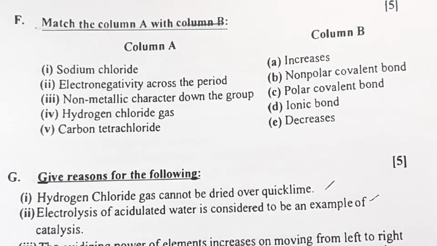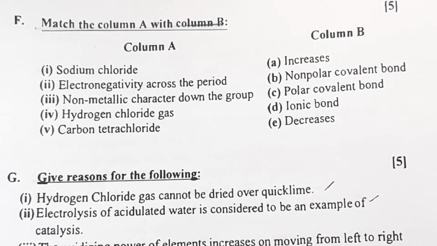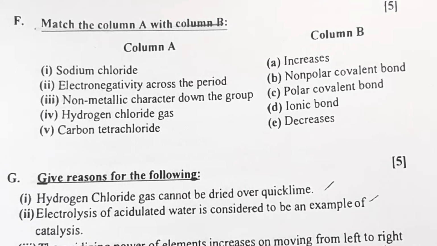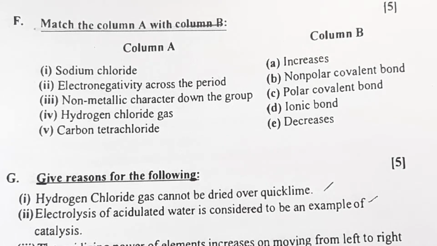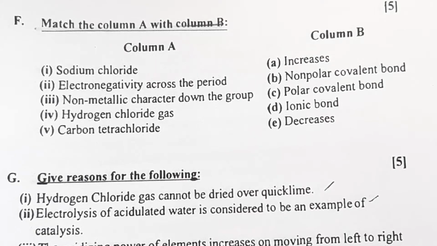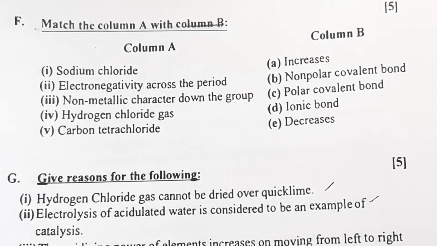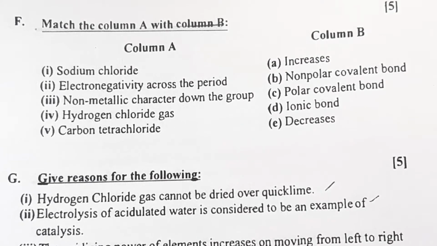Now we come to F and G. These two should take you 10 minutes. Now you will see that F is match the following. So it should take you very less time. Okay, give reasons is going to take a long time to write because you have to write the entire reasoning. So be quick when you have objective questions like that so that the entire section 1 finishes in 40 minutes.